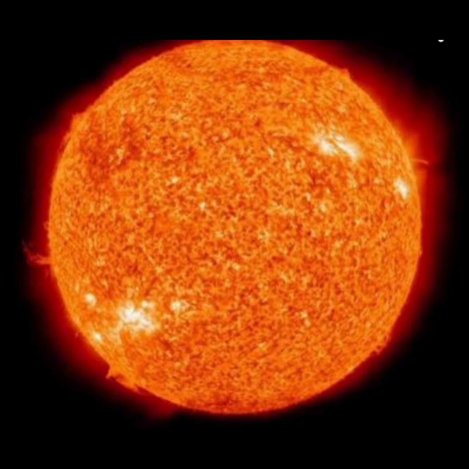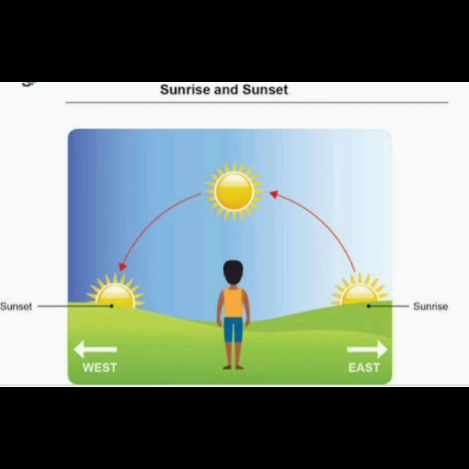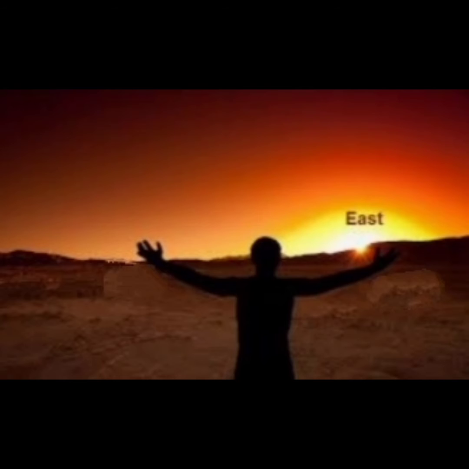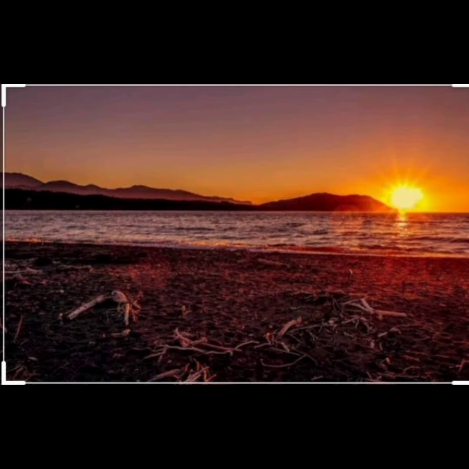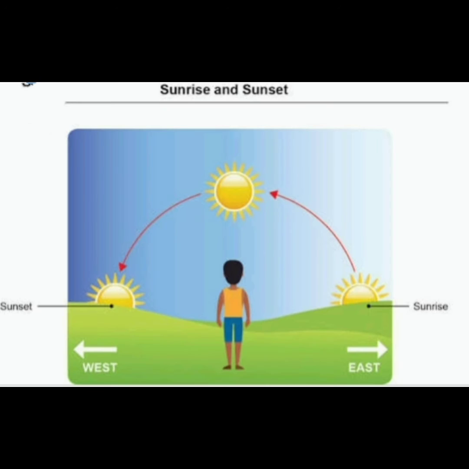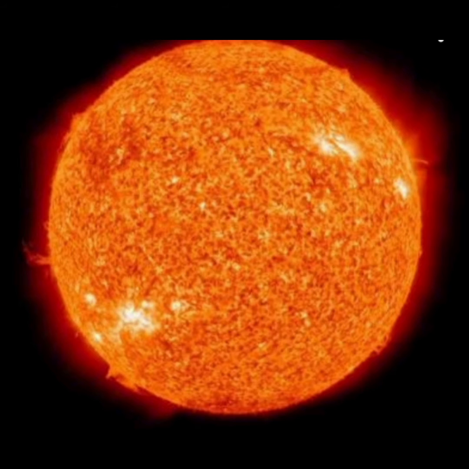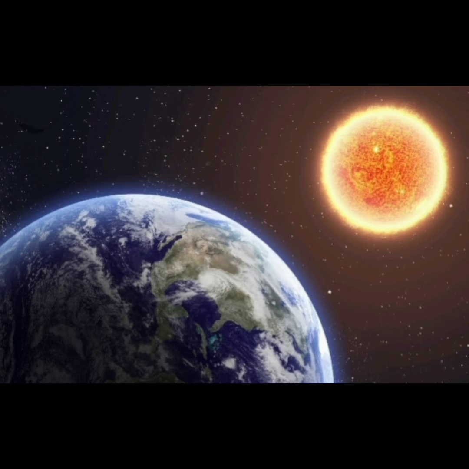As we all know, the sun rises in the morning. It rises in the east. And the sun sets in the evening. It sets in the west. The sun looks like a big ball of fire. It is much bigger than the earth. It looks small because it is very far from us.